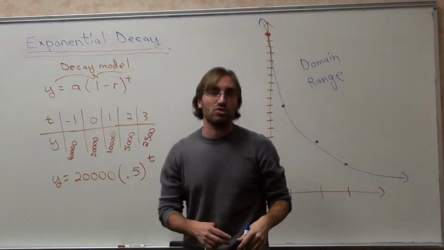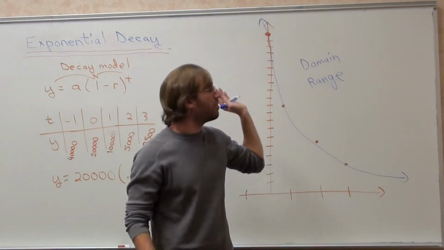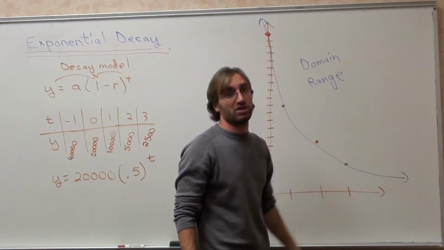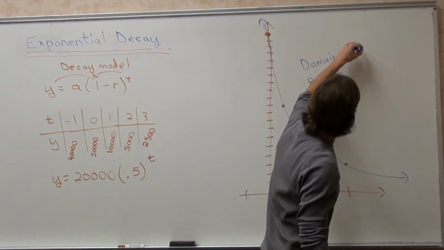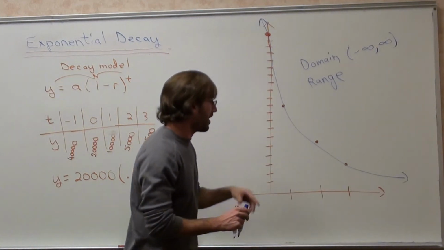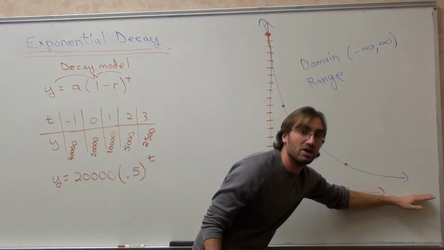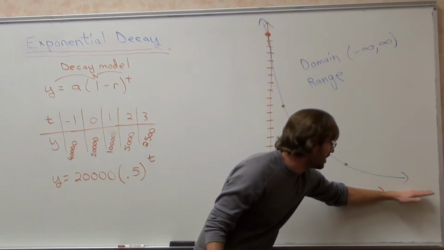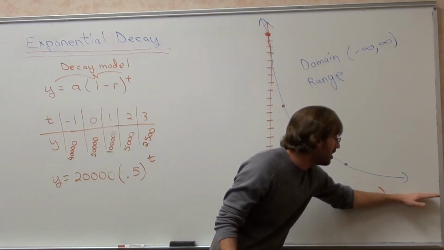Domain are my x values, what I can substitute in, and I can substitute in negative numbers till the cows go home, and I can substitute in positive numbers till the cows go home. So my domain is -infinity to infinity. My range, though, is different. My graph is asymptotic, which means that it will never go below here. It's got a horizontal asymptote. It'll never get to 0. It'll get infinitely closer and closer and closer to 0, but it'll never reach.